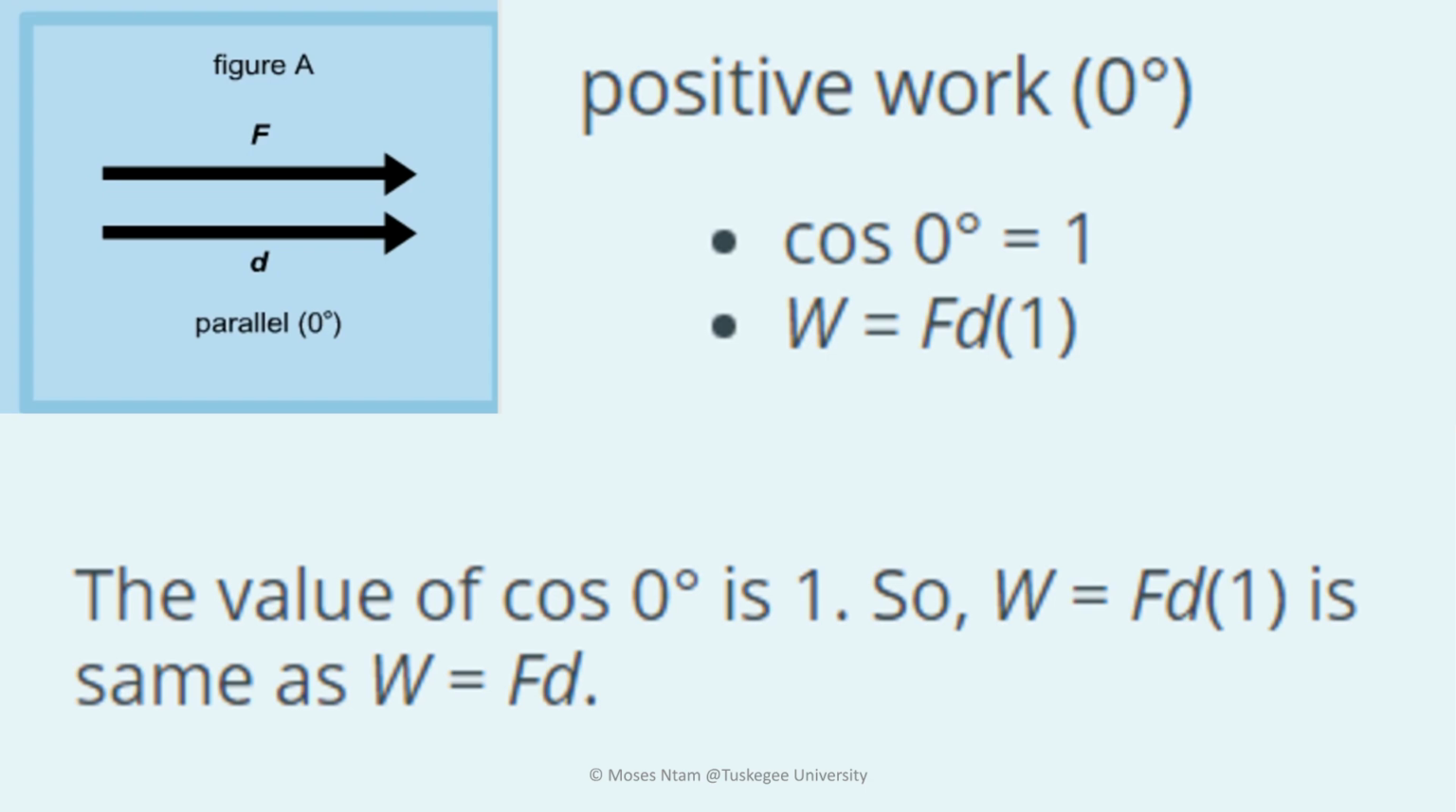Positive work occurs when the force and displacement are in the same direction, with an angle of 0 degrees. Since cos 0 degrees is 1, the work done is simply Fd.